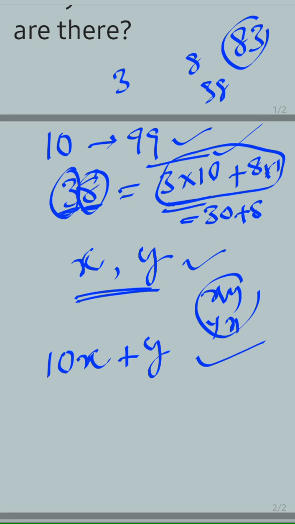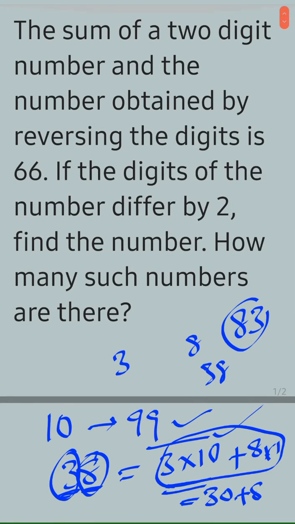And one more thing, if the digits are reversed, that means y is in 10's place, x is in 1's. So after reversing the digits it means 10y plus x, x is in 1's place. So we have two things, before reversing and after reversing, right? Now, how to make the equation? What is the relation between these two, after reversing and the first one?